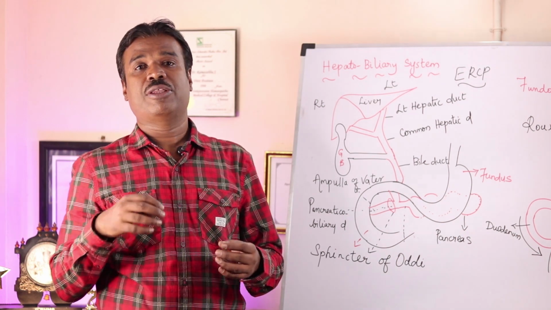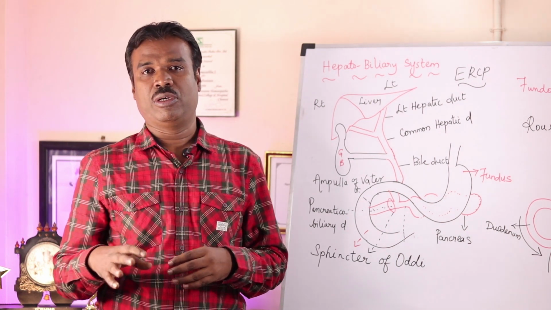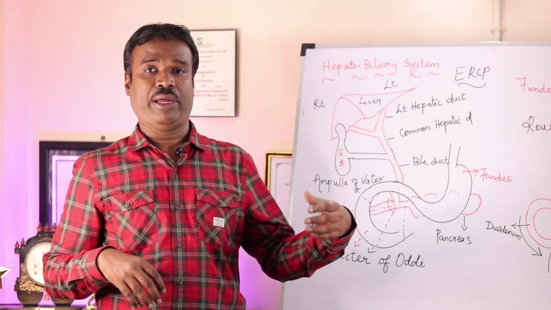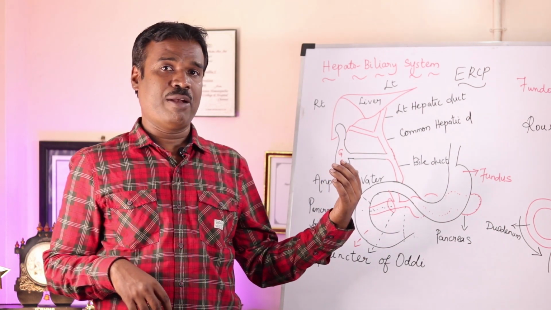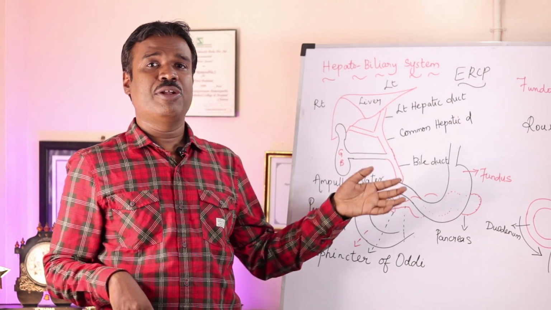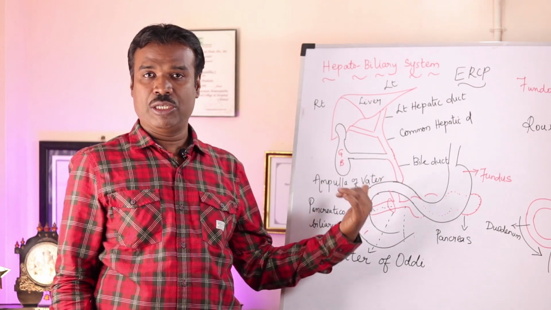If the patient has developed any kind of tumor or any atresia of the bile ducts, or if there is any biliary calculi, or if there is any stone of the gallbladder called cholelithiasis, what happens is there is an obstruction in the flow of the bile juice.